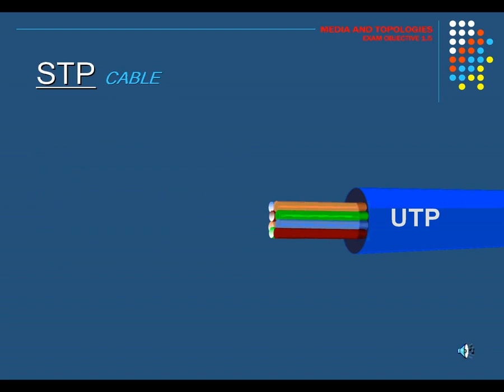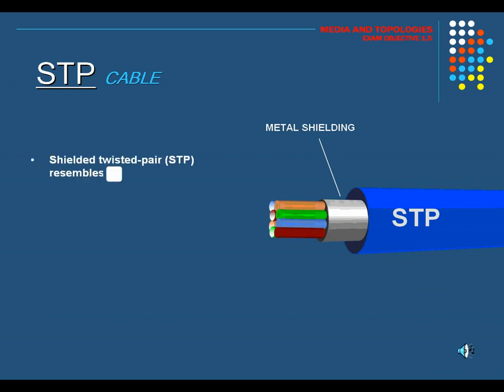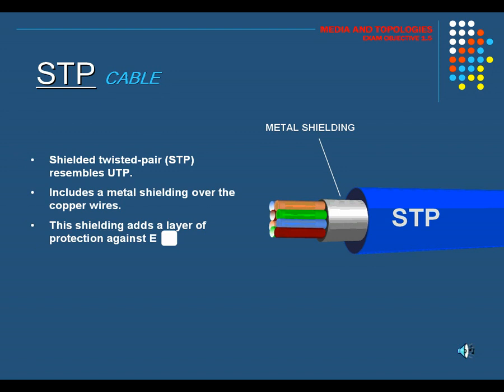Shielded twisted pair is very similar to unshielded twisted pair, except that it has a foil shield that covers the wires. This shielding adds a layer of protection against electromagnetic interference leaking into or out of the cable.